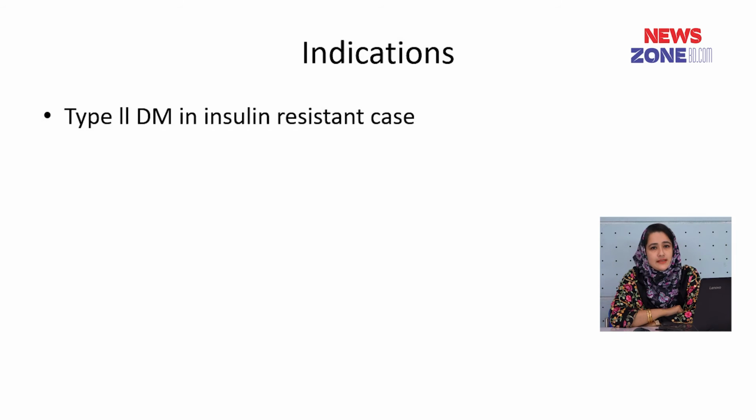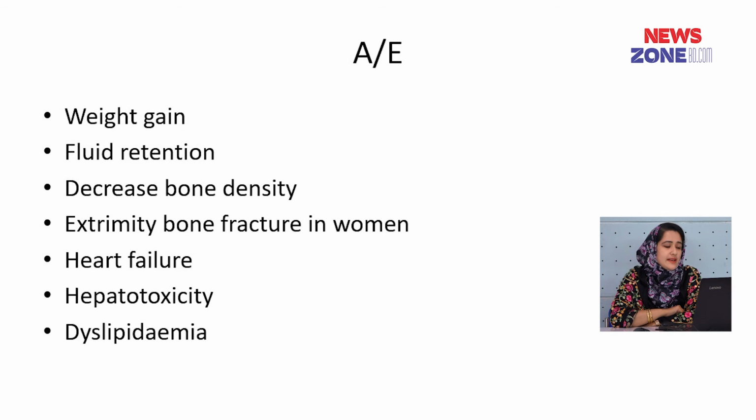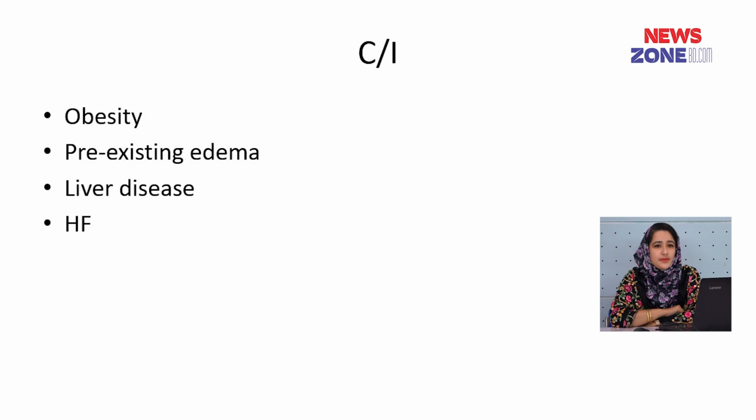What are the indications of thiazolidinediones? Type 2 diabetes mellitus in insulin resistance cases. What are the adverse effects? The adverse effects are weight gain, fluid retention, decreased bone density, extremity bone fracture in women, heart failure, hepatotoxicity and dyslipidemia. What are the contraindications? Contraindications are obesity, pre-existing edema, liver disease and heart failure.